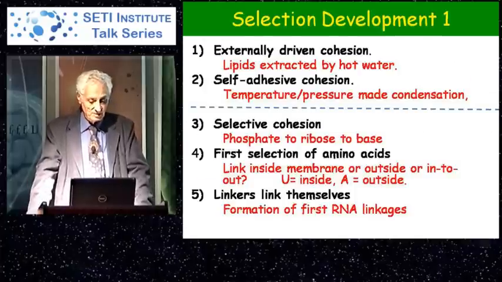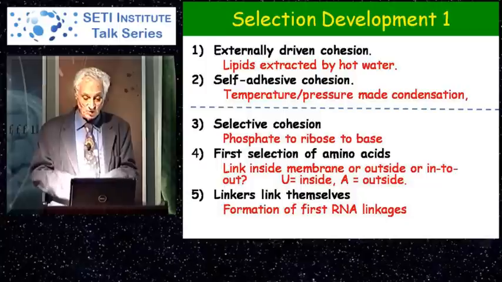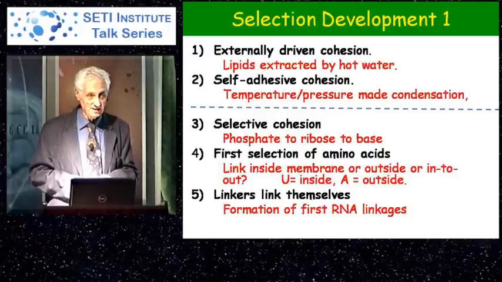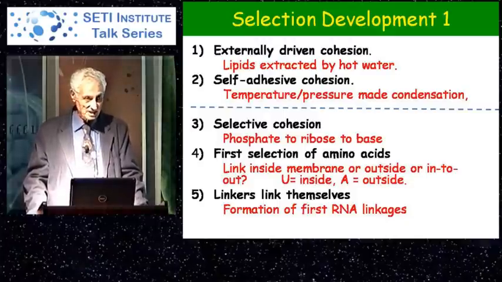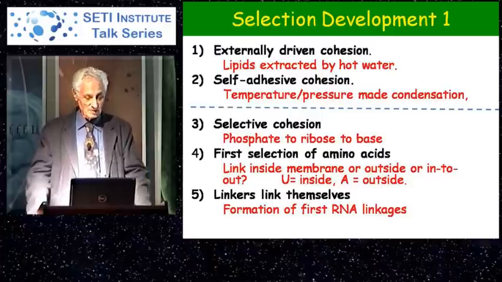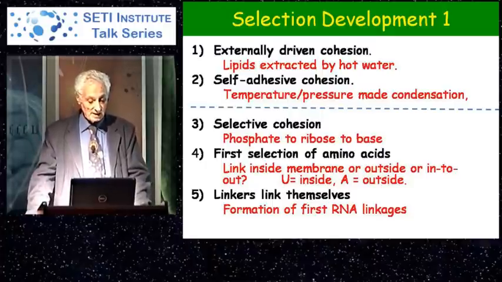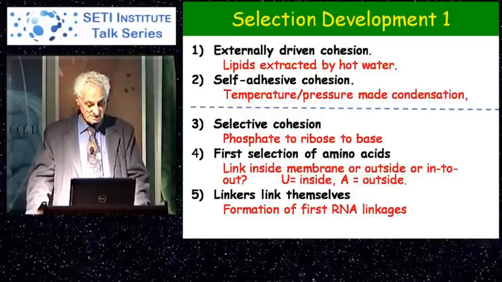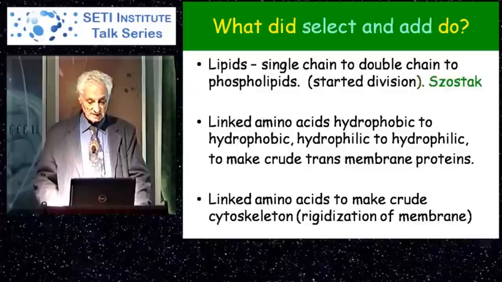So, going through, first of all, the lipids extracted by hot water were externally driven to cohesion by the water itself. Next, there was a self-adhesive cohesion. As you get hot, boiling water, or even hotter under pressure, you can in fact get condensation reactions to occur by themselves. So then you have a further process developing. When the phosphate added to ribose to the base, however that happened, then there was selective cohesion. You could decide what to add to what, and so on.